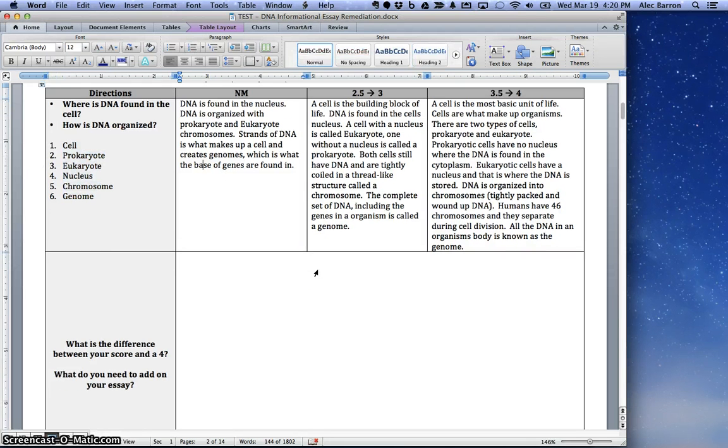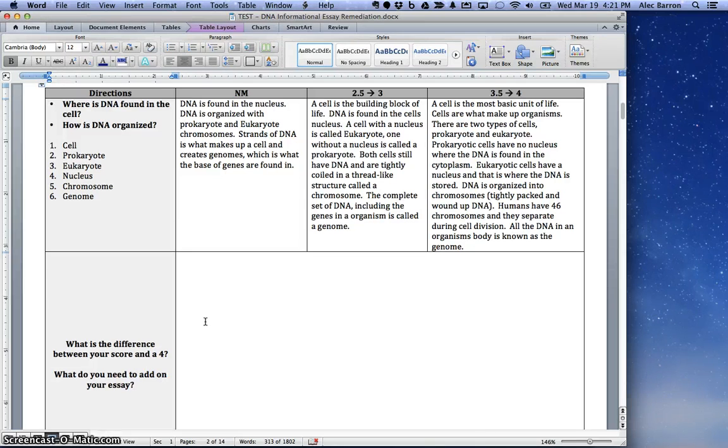So your task is to read all 3 of these, and from all 3 of these, you're supposed to gain a sense of understanding about what you need to add on to your essay to get it up to a 4, and particularly what's the difference between your score and 4. You may be saying the same thing for both of these answers, but in some cases they may be different depending on what you wrote for a particular paragraph.